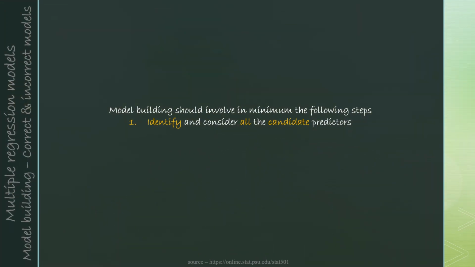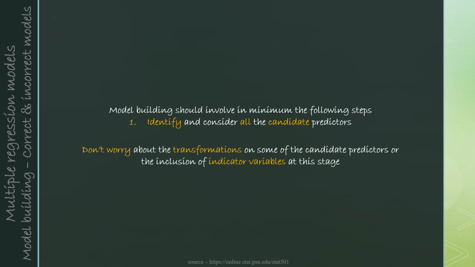Model building should involve, at a minimum, the following steps. Identify and consider all the candidate predictors. Easier said than done, but this is a crucial step. We cannot afford to miss identifying the candidate predictors. Don't worry about the transformations on some of the candidate predictors or inclusion of indicator variables at this stage.